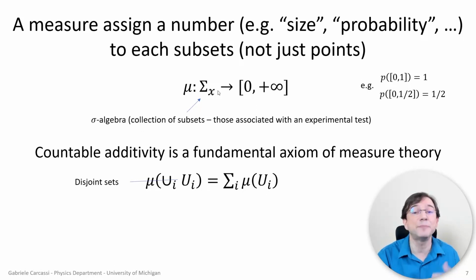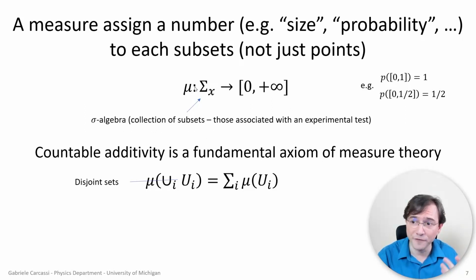This collection of subsets is special, it's called the sigma algebra, and it has the property that it is closed under complement and countable union and countable intersection. And this is the correct closure for experimental tests. This is a result from previous research. So you should think about the sigma algebra as assigning a value to an experimental test. If you're assigning probability, it's the probability that the experimental test is positive. If you have a volume, it's the size of the volume in which you're performing the test, and so on.